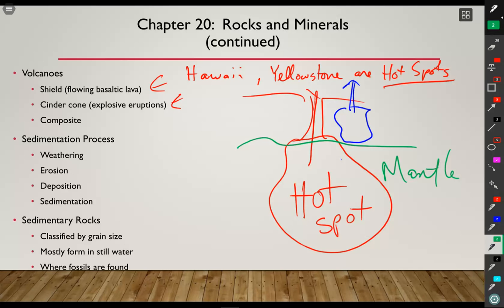Now, where are you going to find fossils? What kind of rock are you going to find fossils in? Sedimentary. You're going to find sedimentary rock because that's where the rock is being laid down. If an animal lays down and that rock is laid down on top of it, it gets compressed, and that's how we form fossils. So fossils aren't formed everywhere. They're only formed in regions where you have active sedimentation.